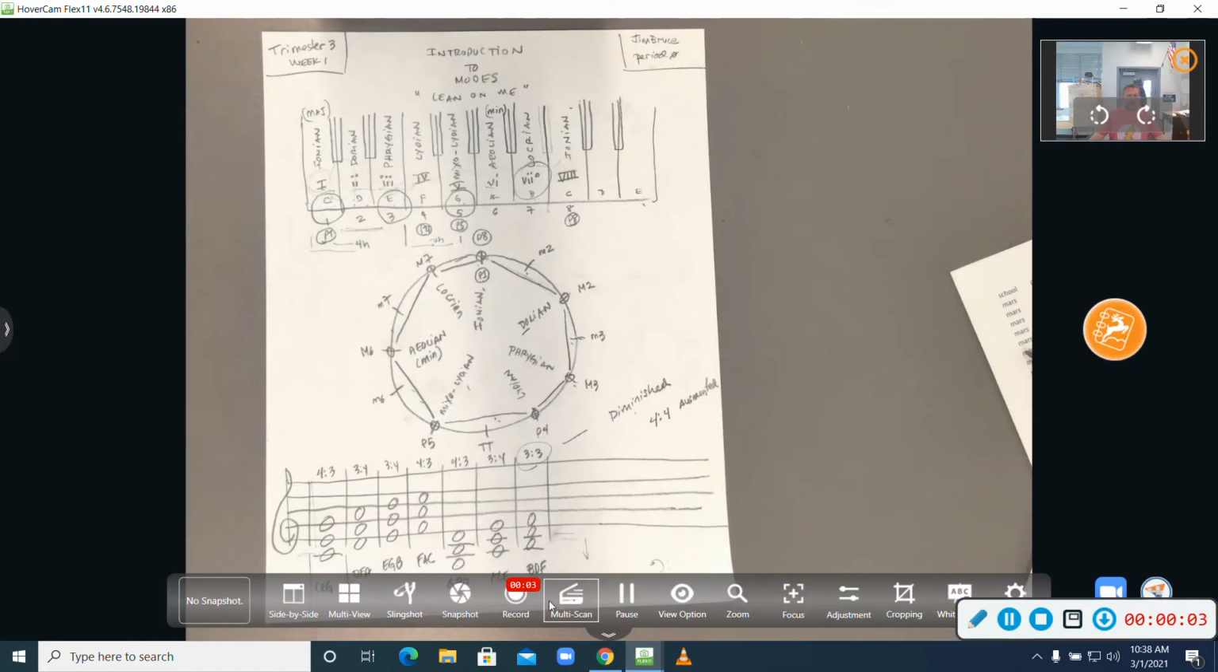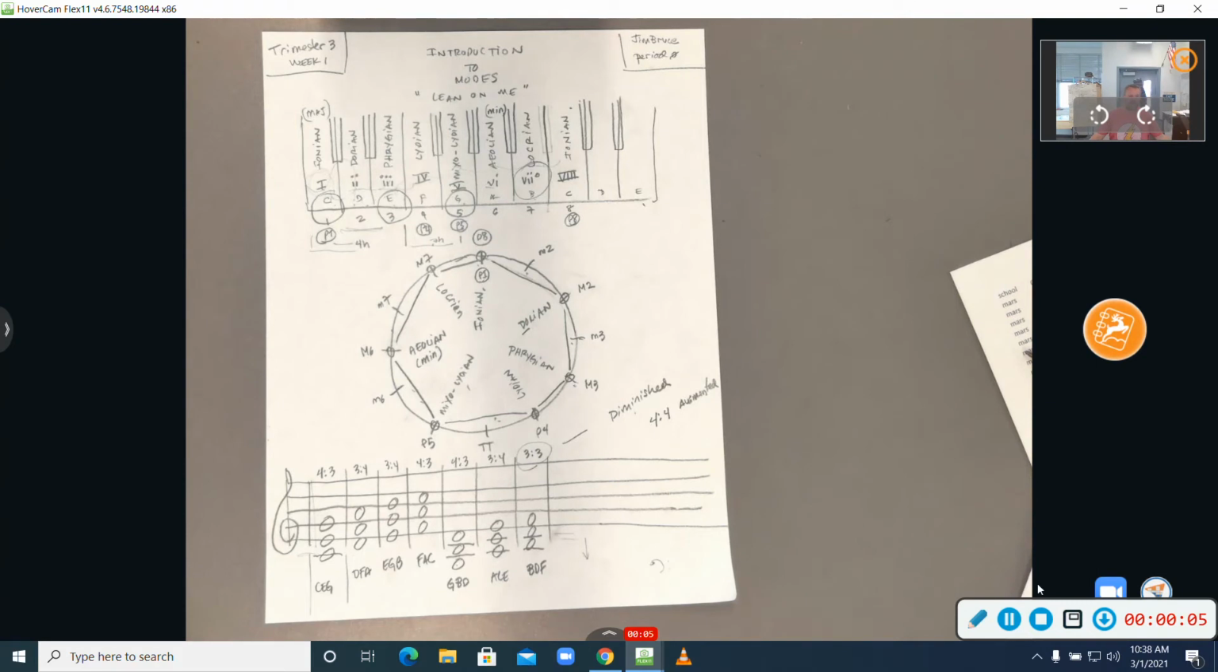This is your art lecture for the first week in trimester 3. This is week 1, trimester 3, and this is our introduction to modes, and it is based on the Bill Withers song Lean on Me, and playing a chord progression basically through the Ionian mode is what we're doing. But what it does is then illustrate all of the subsequent modes, because all of the modes are ultimately based on C major, which is the Ionian mode.